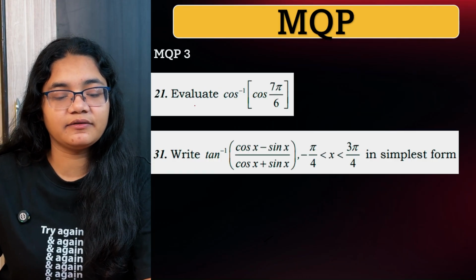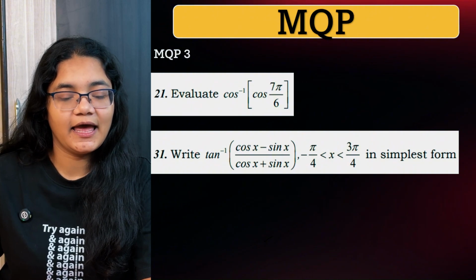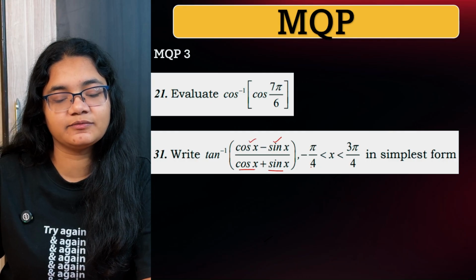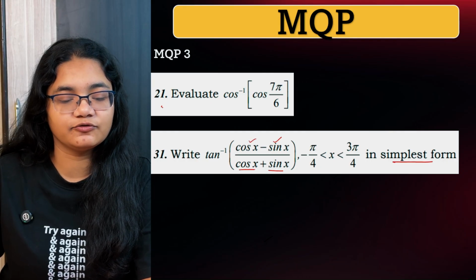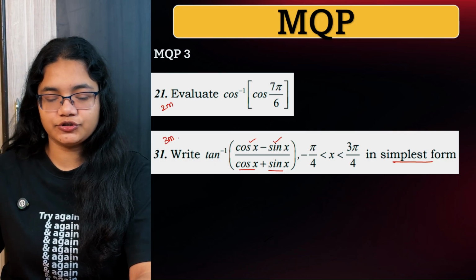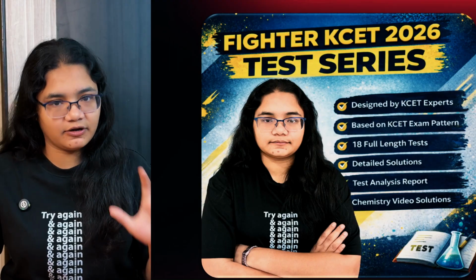Now, model question paper 3, evaluate cos inverse of cos 7 pi by 6 and write tan inverse of (cos x minus sin x) divided by (cos x plus sin x) in its simplest form. So, this is in the 2-marker section and this is in the 3-marker section. Okay, so children, these are the most important questions from the chapter Inverse Trigonometric Functions.